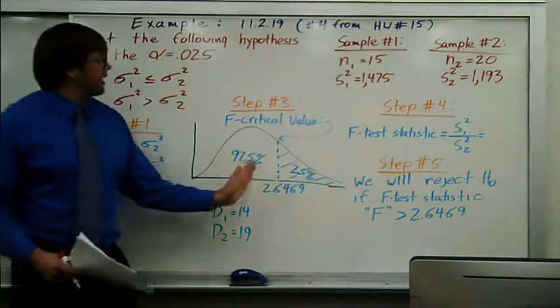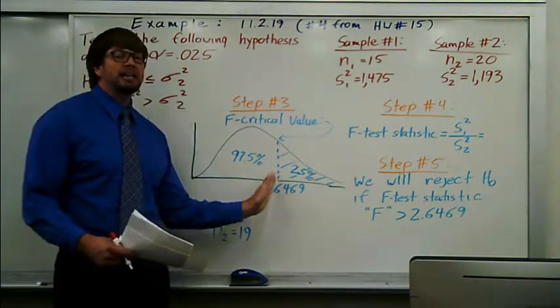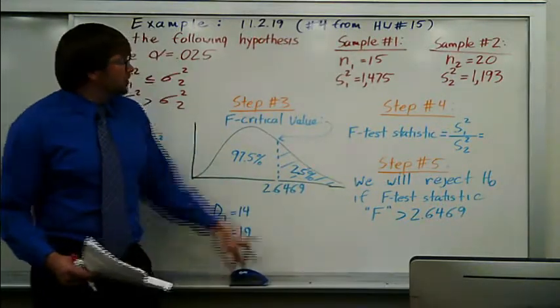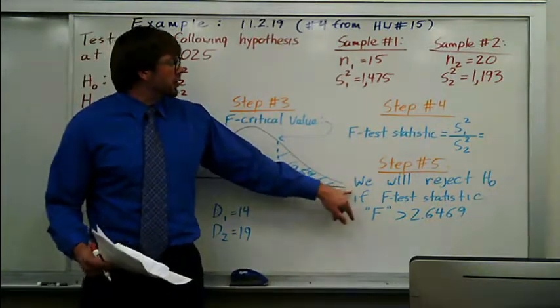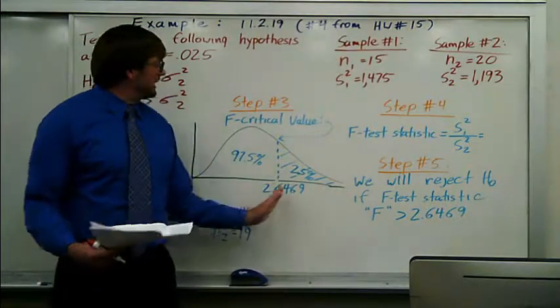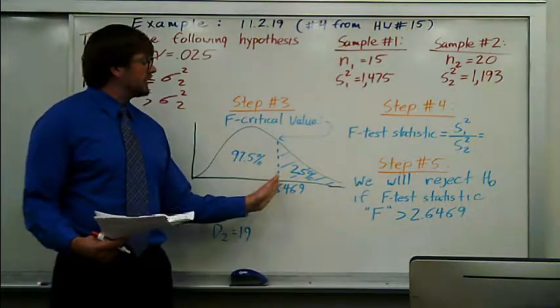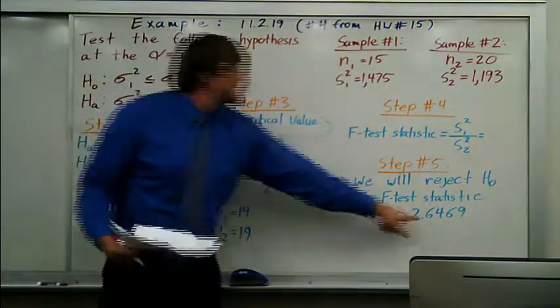So of course, our rejection region then will be anything greater than that. So we're going to reject the null hypothesis and accept the alternative if we get an F test statistic that is greater than 2.6469.